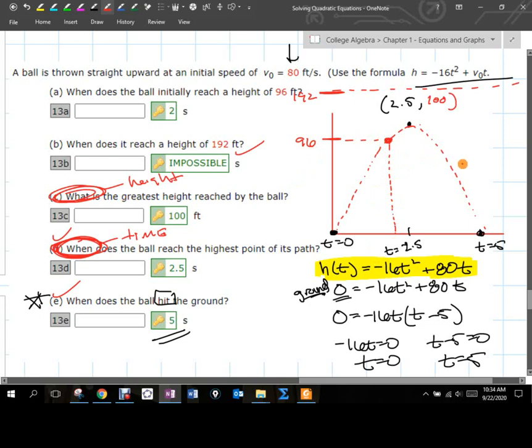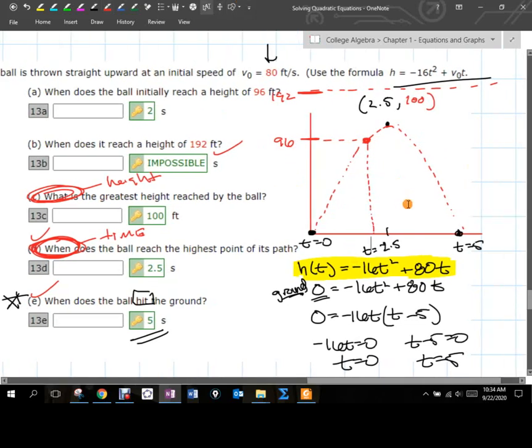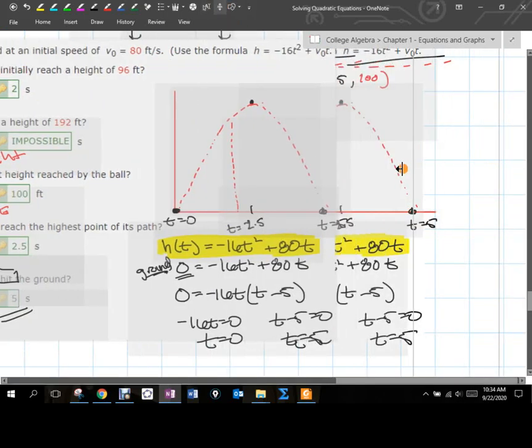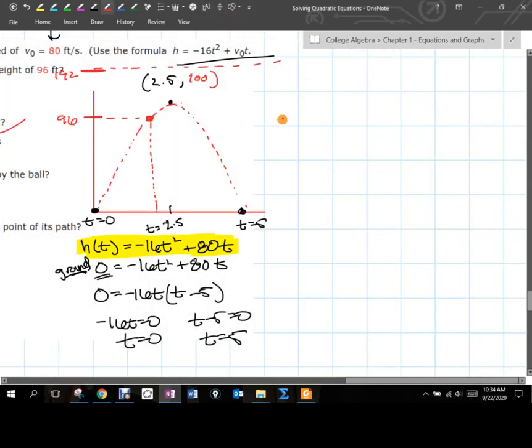Okay, well, we can't guess. So I'm going to take h of t is equal to negative 16t squared plus 80t. And now, initially we were interested in 0, right? Now I'm interested in 96.